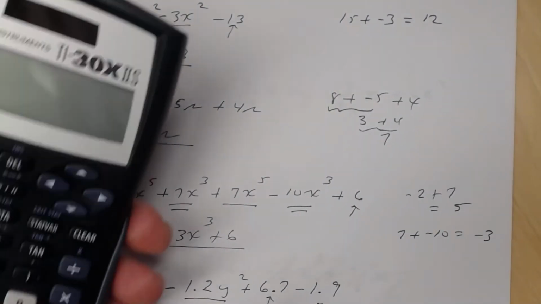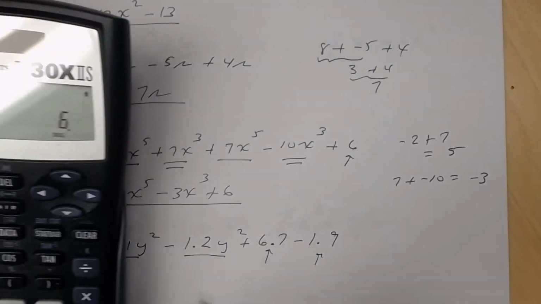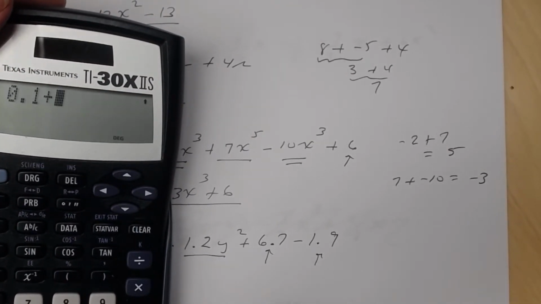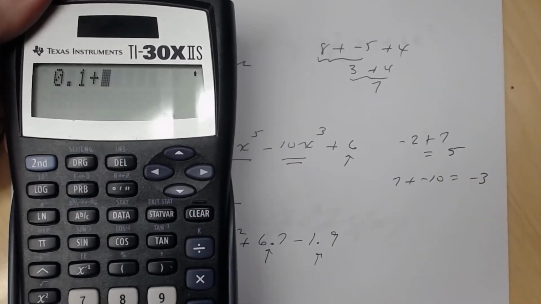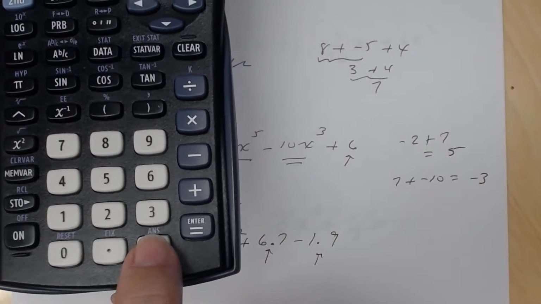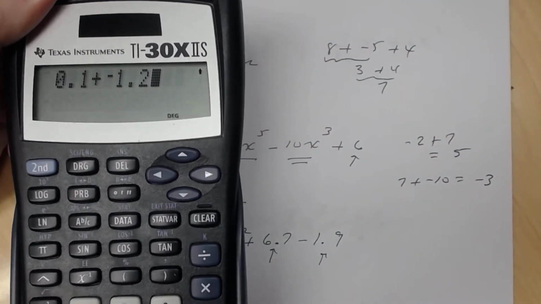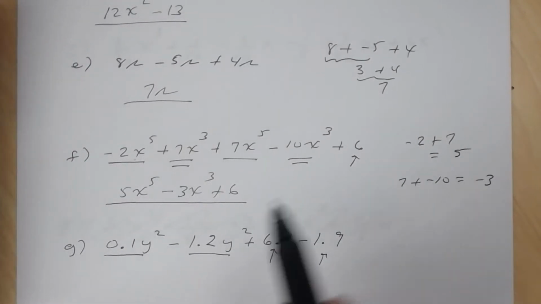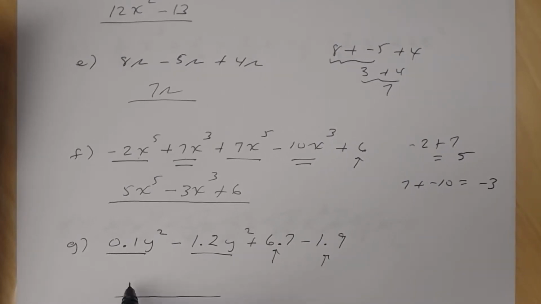All right, so let's add the decimals using the calculator. Remember how to use your calculator. So 0.1 plus, and this coefficient's a negative 1.2. So I'm going to say negative. Make sure you use the correct button here. So you use this right here for negative. So negative, notice how it shows up, negative 1.2, and then press enter, and so I get negative 1.1. So 0.1y squared and a negative 1.2y squared is a negative 1.1y squared.